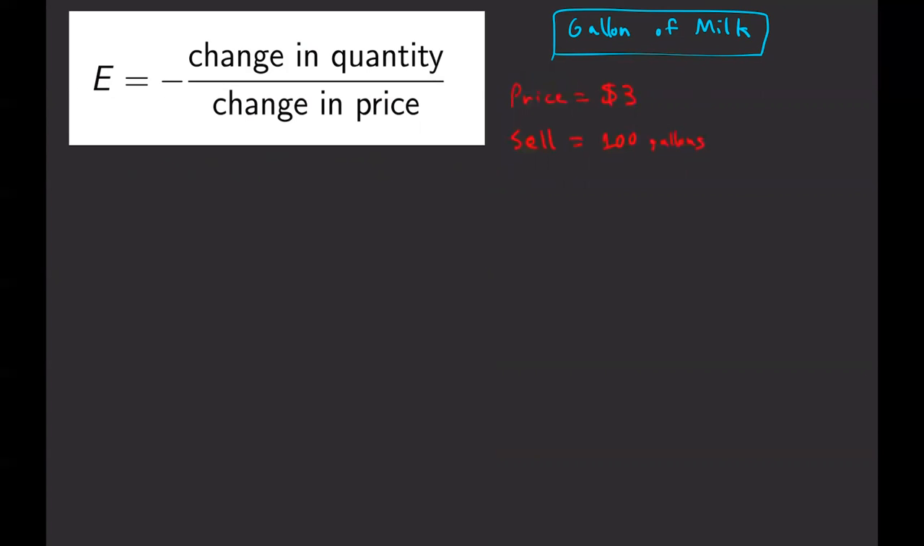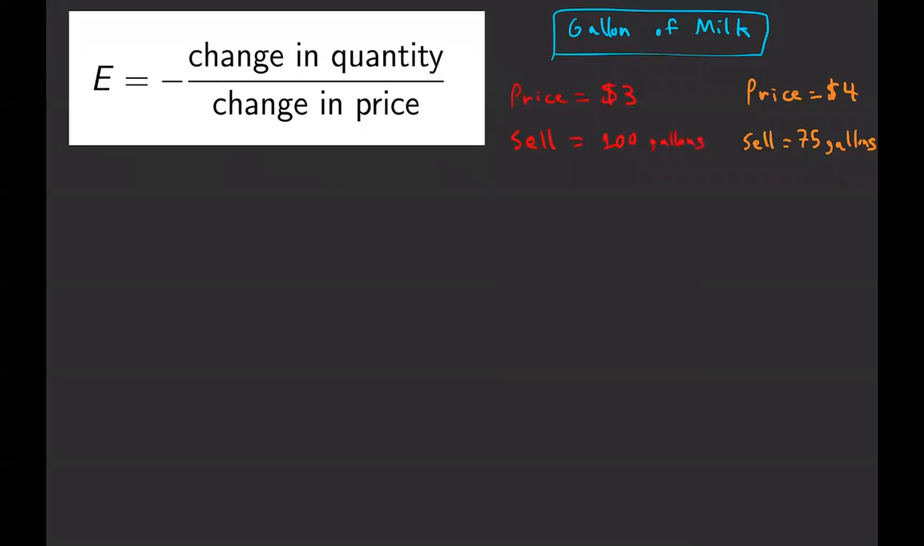So they're going to change this. The grocery store says, we're going to increase the price to $4. Well, when that happens, you're probably not going to sell 100 gallons anymore. You're going to sell 75 gallons, maybe. And again, I'm making up numbers here, but that's okay.